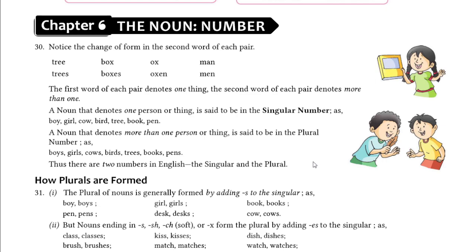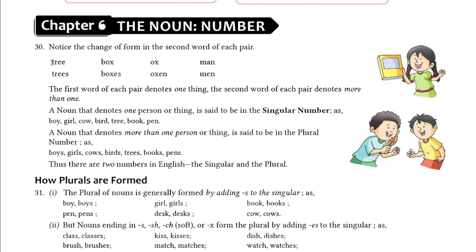Today we are going to start the seventh chapter from book 1 of High School English Grammar and Composition by Wren and Martin. In this chapter, we are going to learn how to classify naming words, that is, the nouns, on the basis of number. In order to understand this concept, we need to look at this point number 30.